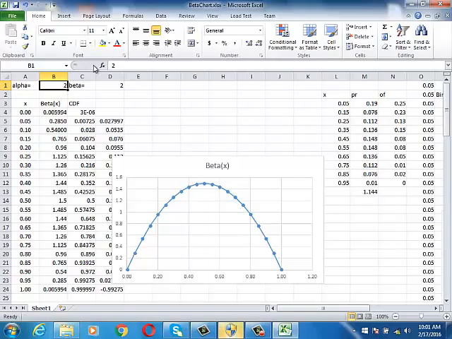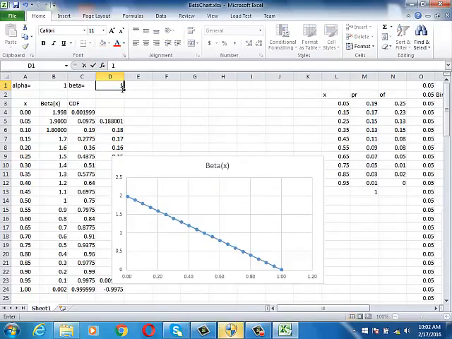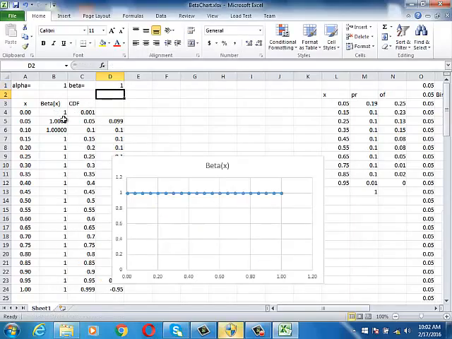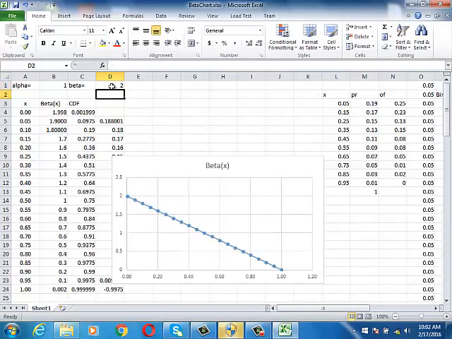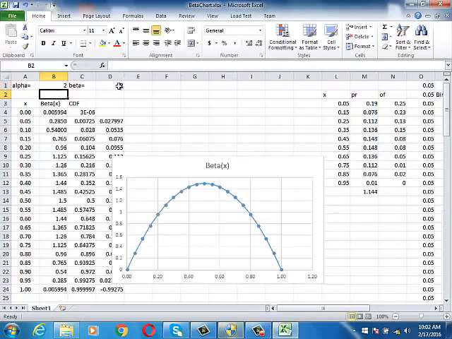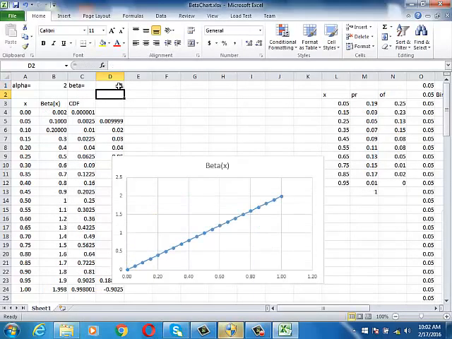How will I generate the uniform? If I put 1, 1, it will generate the uniform. Okay, so this is the uniform. And if I want to generate the other line, the other triangle, 2, 1 will generate the other line. So these are the lines, and we can get more complicated things.